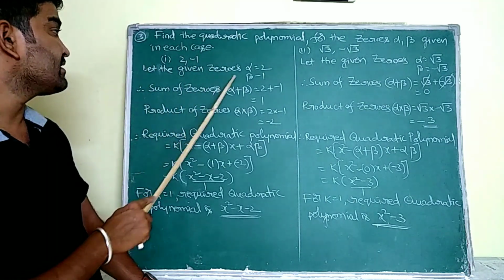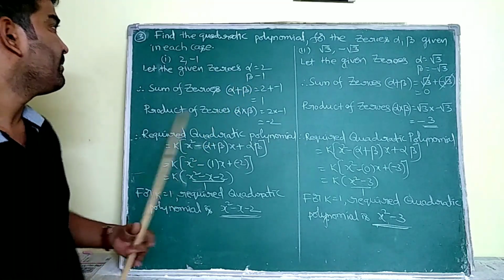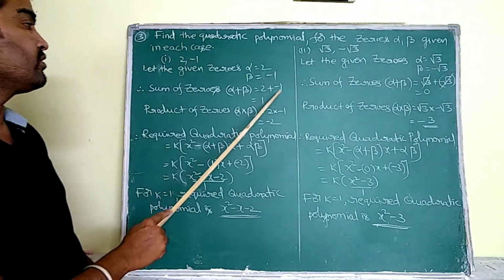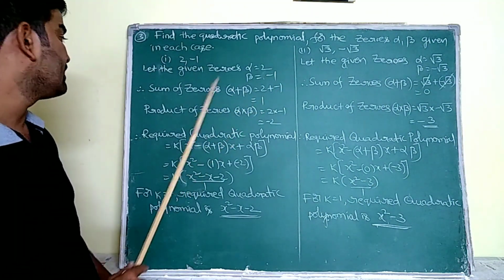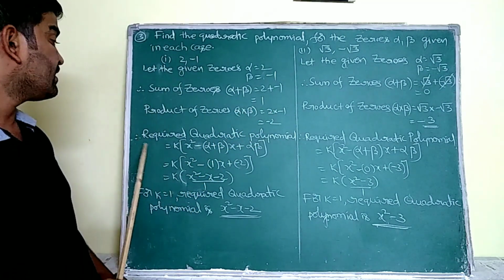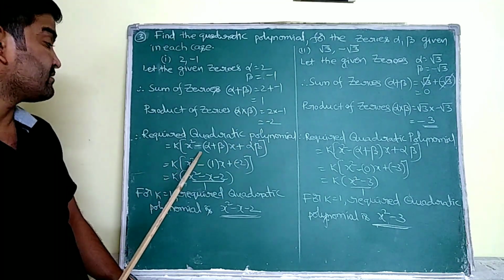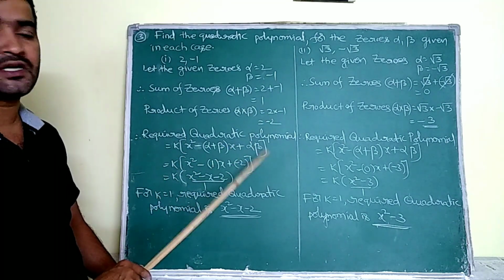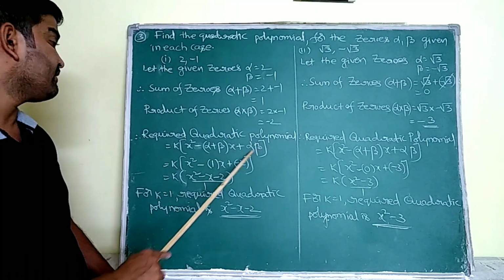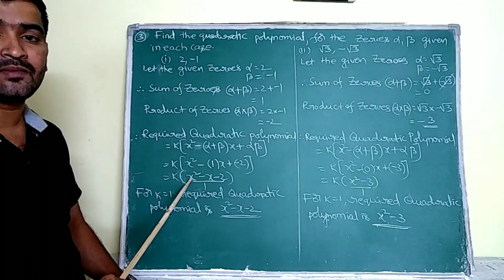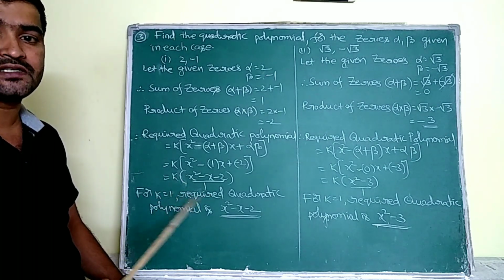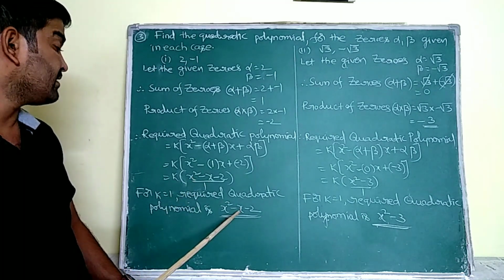Understand? So let the given zeros be alpha is equal to 2, beta is equal to minus 1. Then the sum of zeros alpha plus beta is equal to 2 plus minus 1, that is equal to 1. Product of zeros alpha into beta is 2 into minus 1, that is equal to minus 2. We know that the required quadratic polynomial is k into x square minus sum of zeros into x plus product of zeros. So k into x square minus x minus 2, whole by 1. Here the denominator is 1, so k is equal to 1. For k is equal to 1, the required quadratic polynomial is x square minus x minus 2.